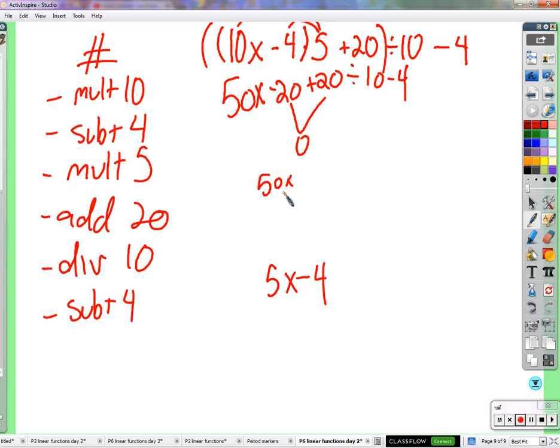No. The way that it's written right now, if you put this negative 20 plus 20 together, you're not doing it in the order that we agreed to do it in.